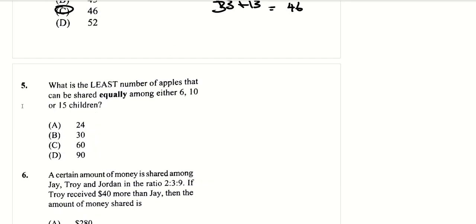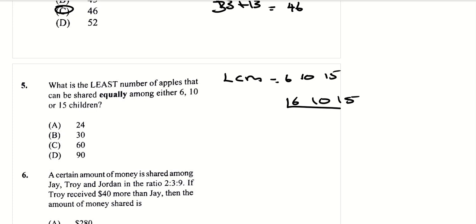Number 5. Let's read this question and I'll explain. What is the least number of apples that can be shared equally among 6, 10, and 15? So they want another word for least, which is lowest common multiple, or LCM. Alright, so we want to find the LCM of 6, 10, and 15. Alright, so 6, 10, and 15. I'll show you the next way.